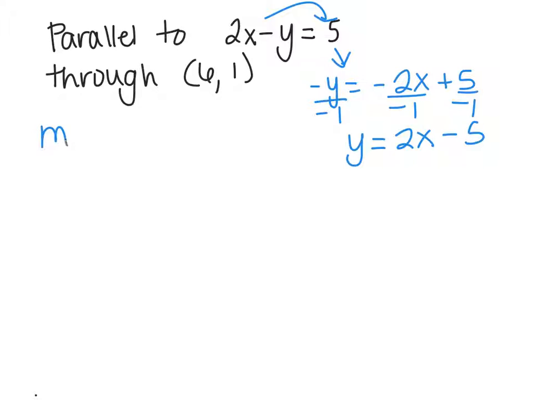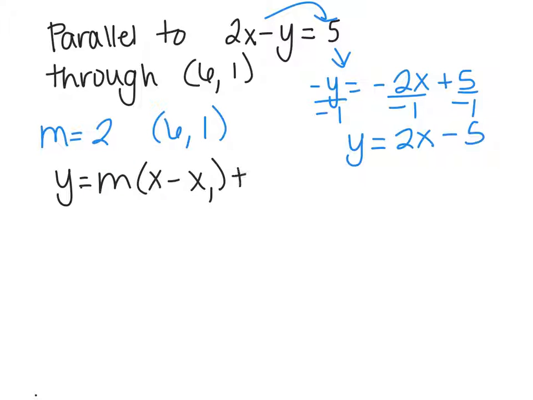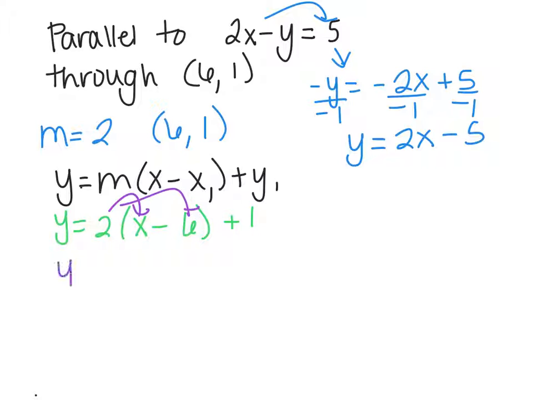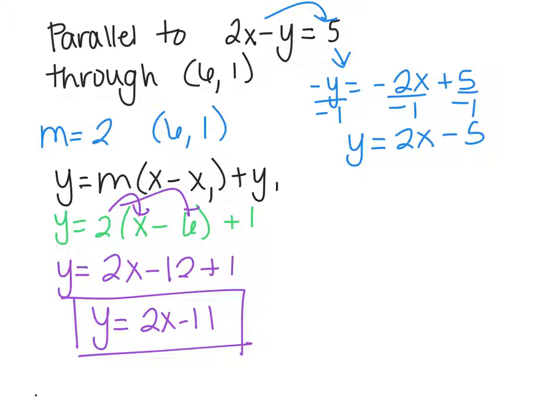So if I want something parallel, I know that my slope has to be the same, and it's going to go through this point. So I'm going to plug it into, again, the point slope formula. When I do that, I get y equals 2(x minus the x value) plus the y value. I'm going to distribute the 2 to both pieces. Y equals 2x minus 12 plus 1. Therefore, y equals 2x minus 11 is my final answer.